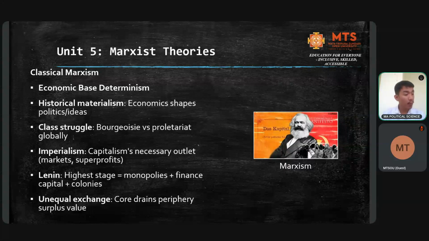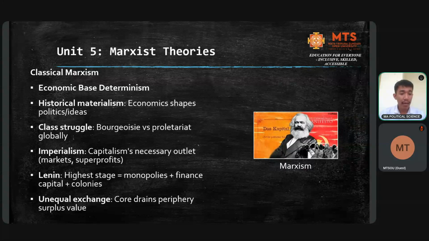The rich versus the poor is also talked about in the global world, that is, the rich country versus the poor country. Imperialism, capitalism, necessary outlet markets, super profits. We talk about imperialism, that is, one country controlling another country directly or indirectly. Giving loans is one of the main factors. It is called a debt trap. One country gives a loan to another country, and to repay the debt, you have to listen to the rich country. So it's called imperialism.